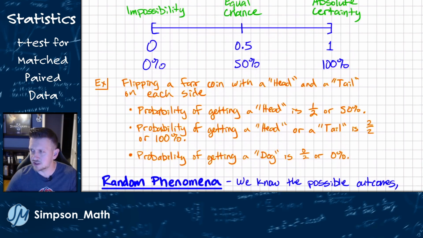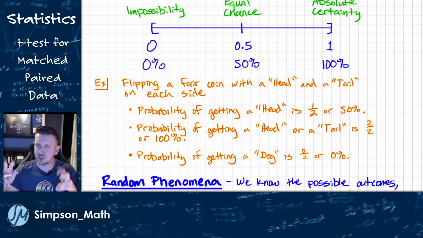So just to highlight these points, let's talk about a coin flip. If I'm flipping a coin, and I'm talking about the probability of getting a head or getting a tail, I have either heads or tails on each side. So the probability of getting a head is 50%, or 1/2, because there's a 1 out of 2 chance, or 50% chance that we do that.